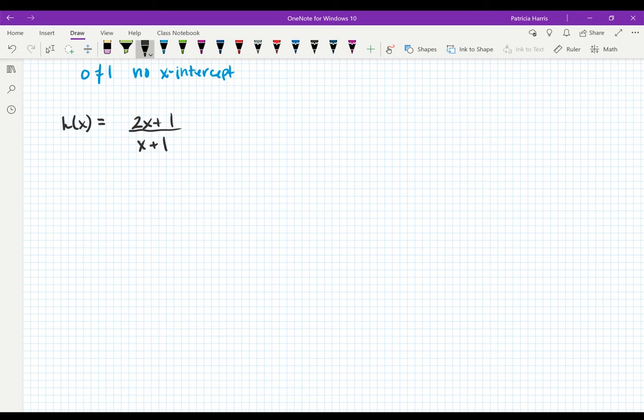Okay, now for this one, it's going to be a little bit different. So let's go for domain first. I always like to start with domain. So with this one, you'll notice that I can't reduce my function. So that means that there is no hole, there is no removable discontinuity.